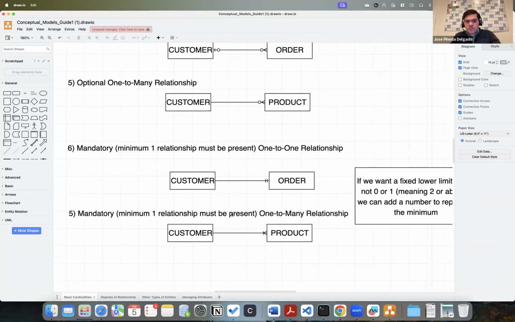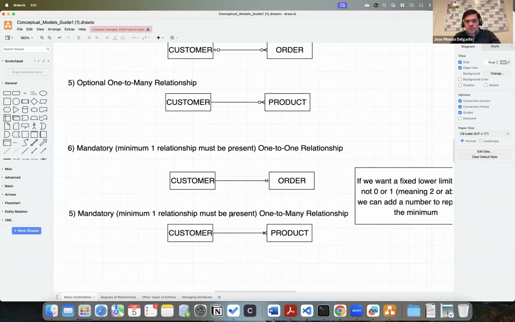So in this case, a customer can place at least 1 order and at most 1 order. So it has to be exactly 1 order. There cannot be a customer that has not placed an order. There cannot be a customer that has placed 2 orders based on this scenario. And we can do the same type of specification the other way around.